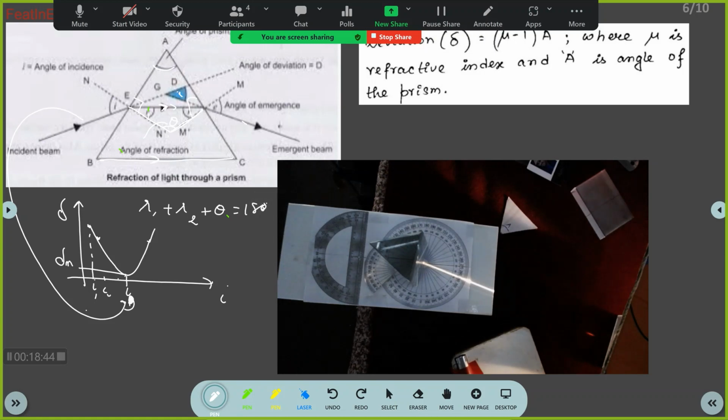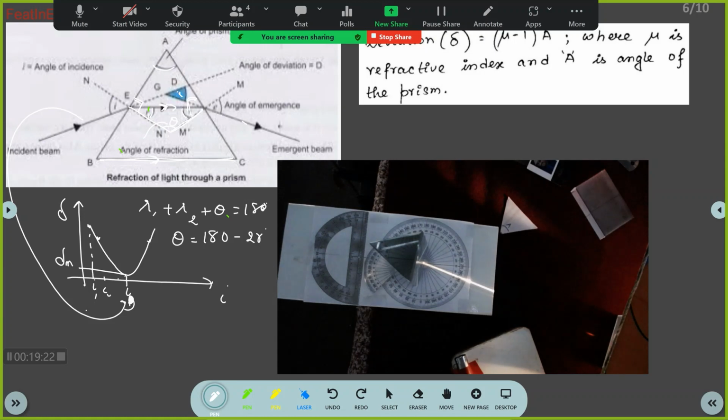When this line is parallel to this line, then this angle will be equal to this angle. That is, R1 plus R2 will be equal to R. So theta will be equal to 180 minus 2R. How is the angle of refraction equal to that angle? If this line is parallel to this line, and this angle is 90, this angle is 90, then it follows.